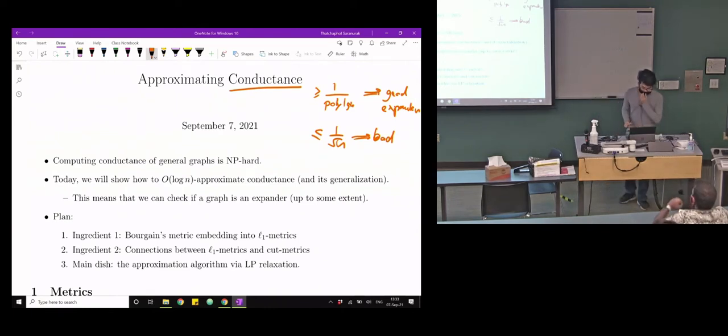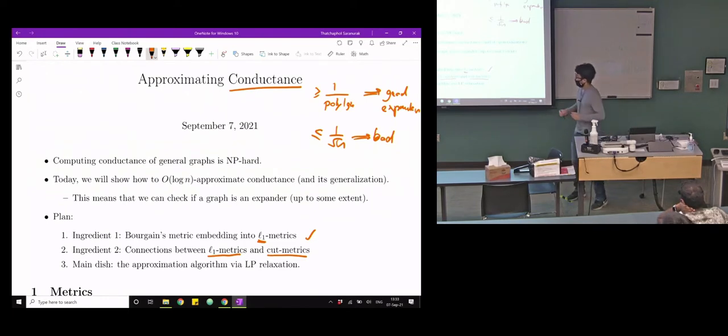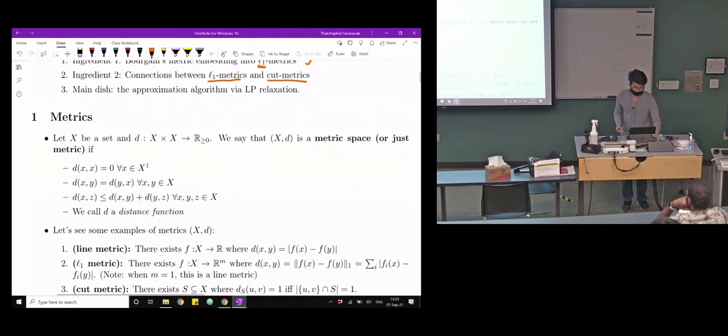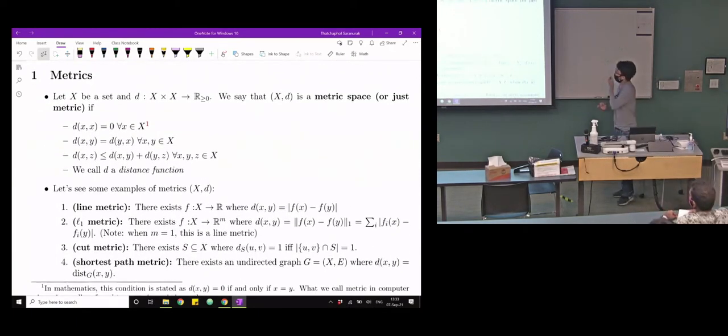And the plan is actually to go through something that looks totally different. I will tell you about metrics and metric embedding. That's the first thing. Then we will talk about the L1 metric, and then we will connect this L1 metric to something called the cut metric. These will be the two ingredients, and once you know about these two things, I'll tell you about the approximation algorithm. Okay, so let's start with the first thing, metrics.